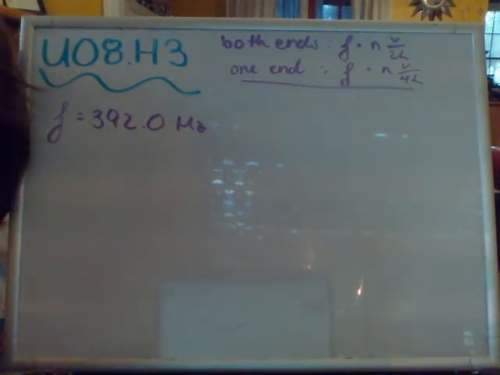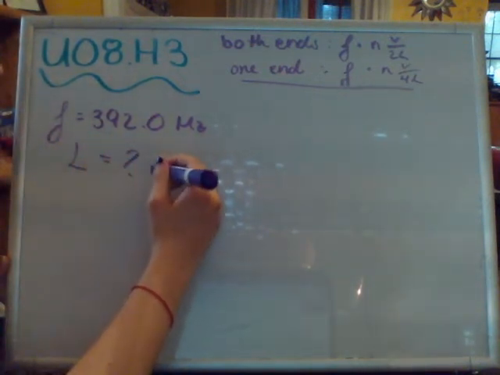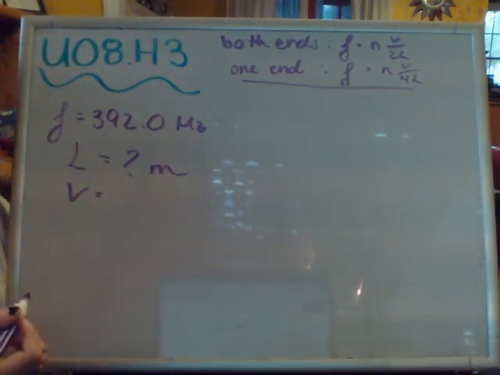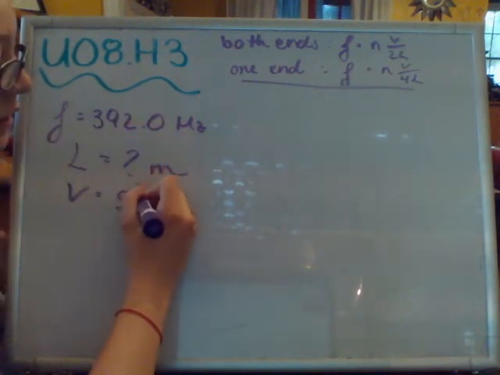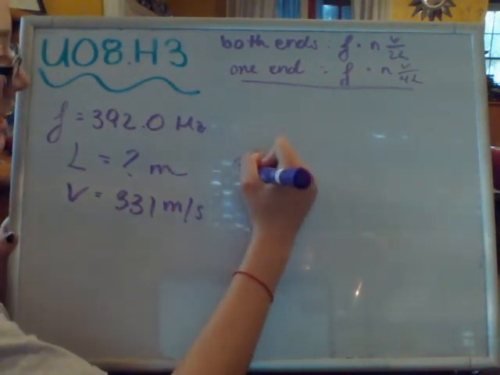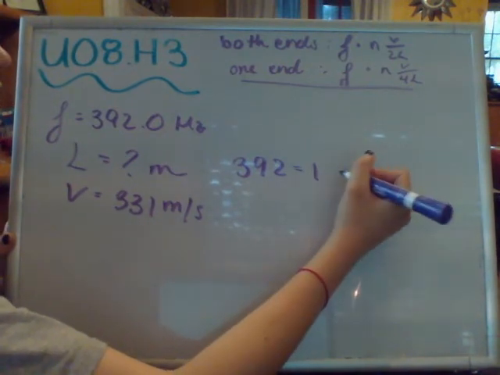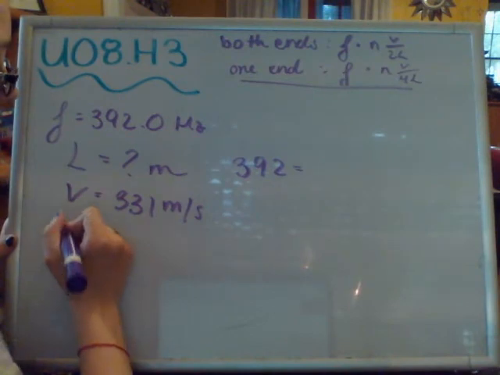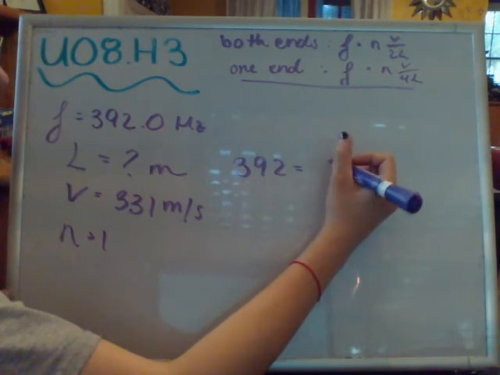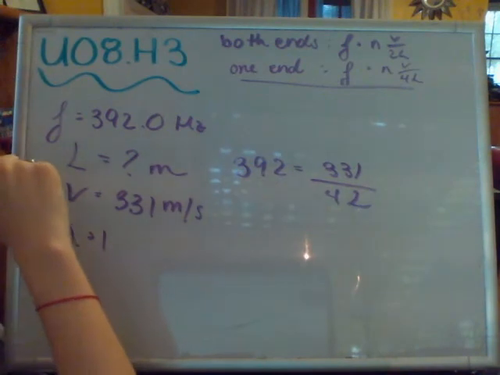Now it's asking us the length, and that's going to be in meters, and it's telling us that the velocity, the speed of sound in this pipe, is 331 meters per second. So it's going to look something like this. 392 equals 1, and n equals 1, but we're not going to include that because it doesn't really make a difference. So it's going to be 331 over 4L.